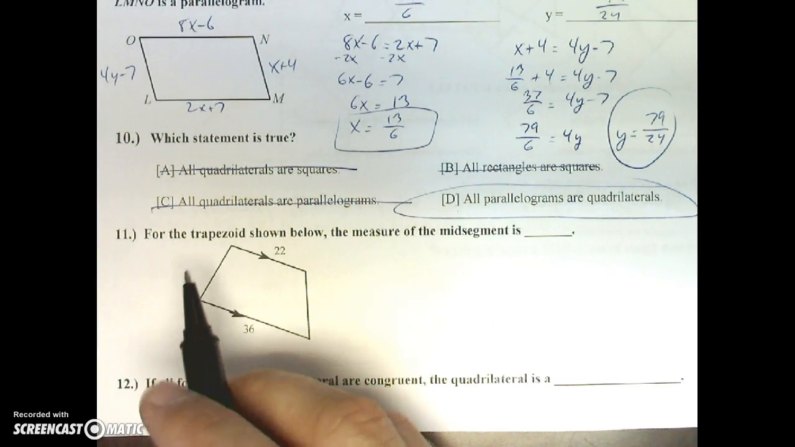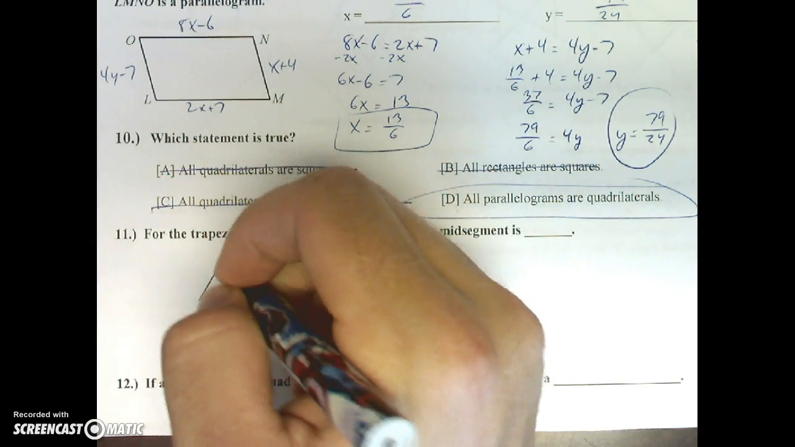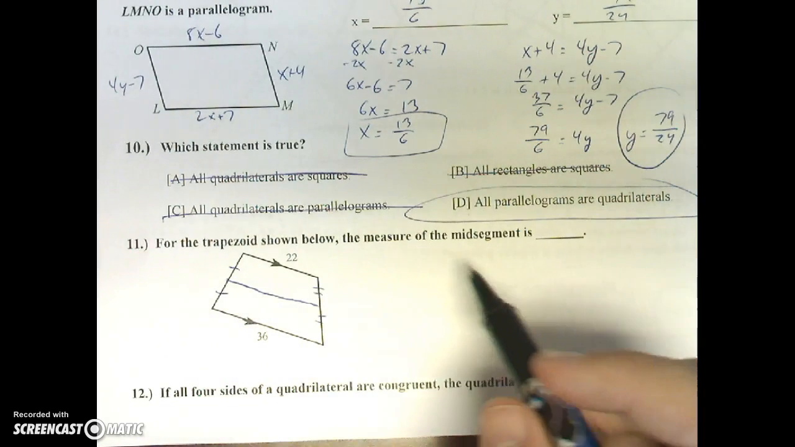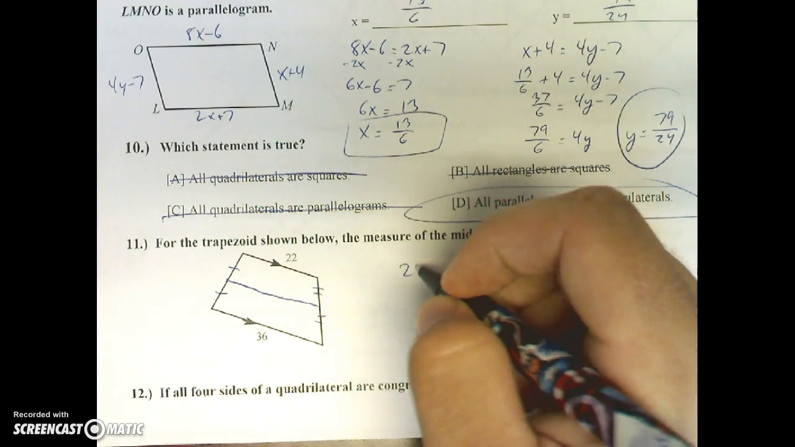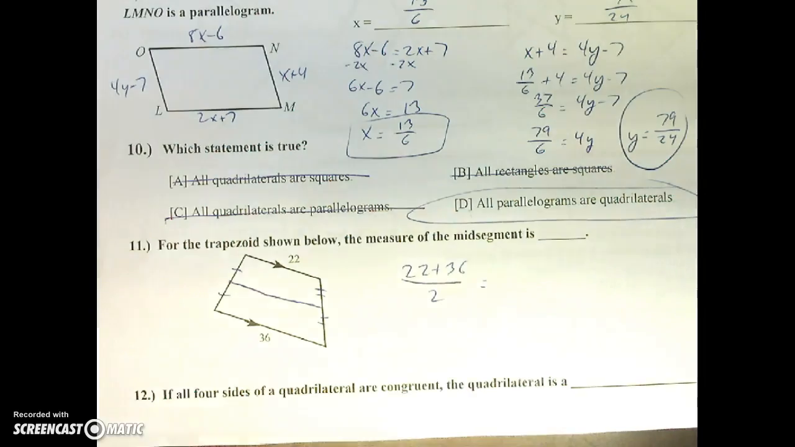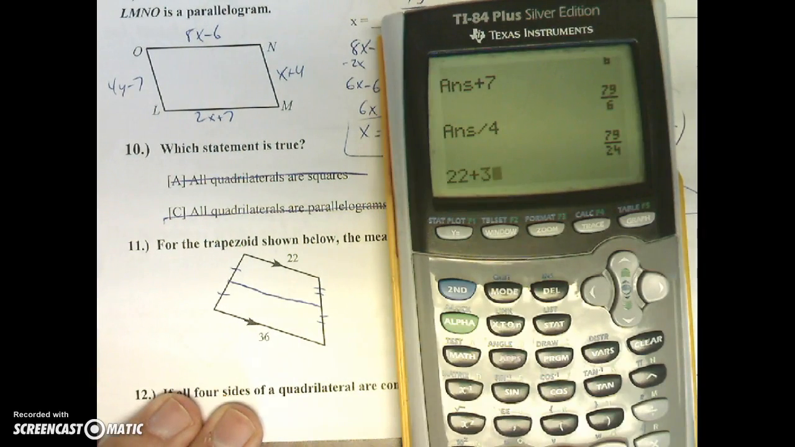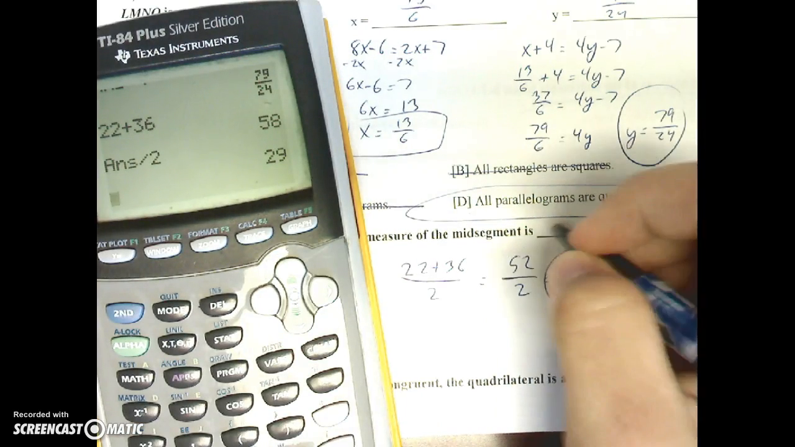For the trapezoid shown below, the measure of the midsegment is what? The midsegment is a line that cuts your trapezoid in half. So it's the average of your two outside. So I'm going to do 22 plus 36 and divide that by 2. Give you a little bit of calculator work here. 22 plus 36, 58, divide by 2. Boom, got it. So 58 over 2, which then reduces down to 29.